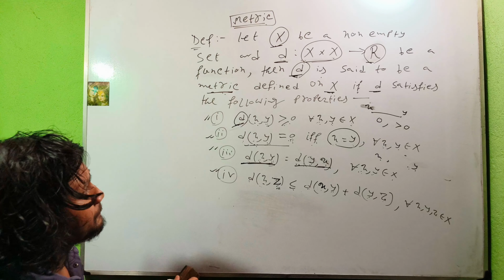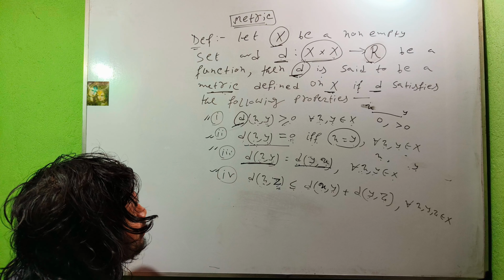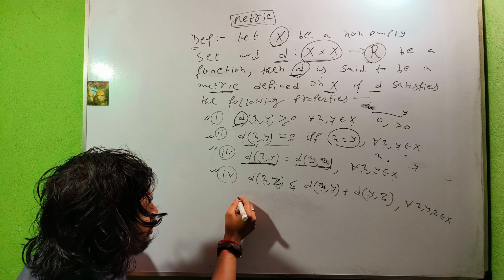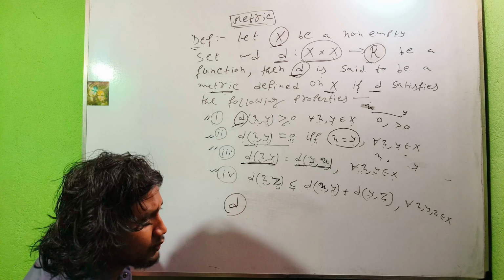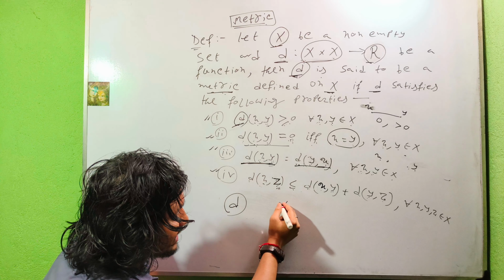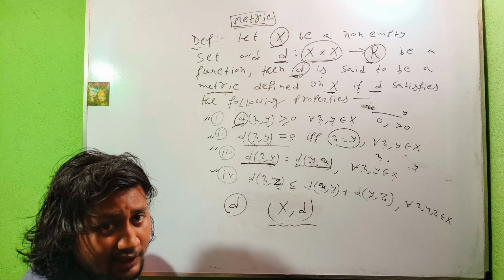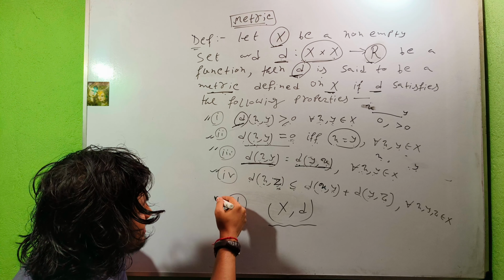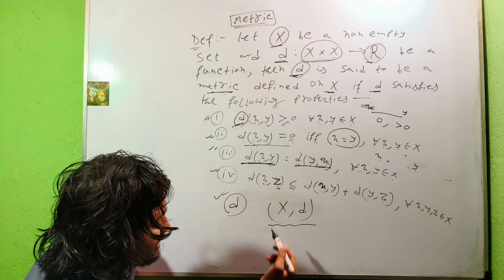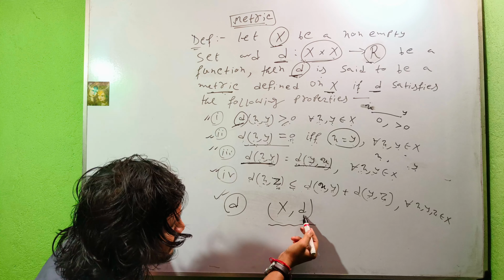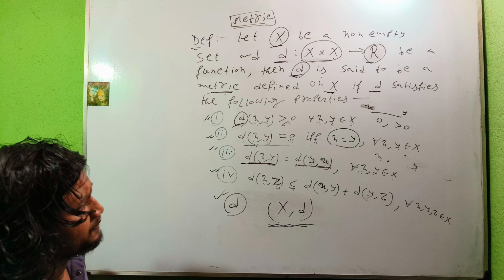Now, if D satisfies all these properties, then D is said to be a metric on X, and X with the metric D, that is the ordered pair X comma D, is said to be a metric space. D is said to be a metric defined on X, and the set X with the metric D is said to be a metric space.